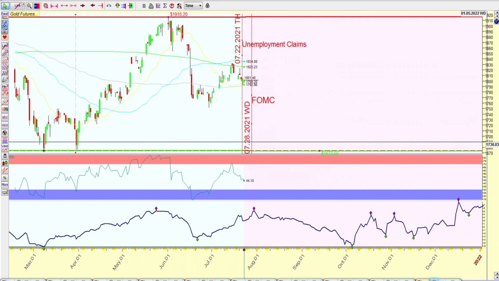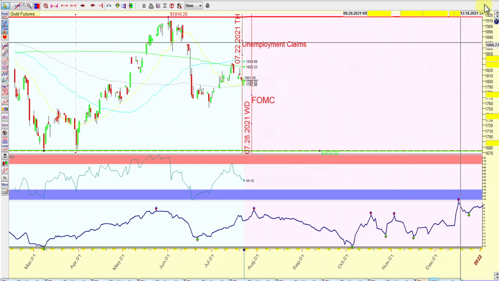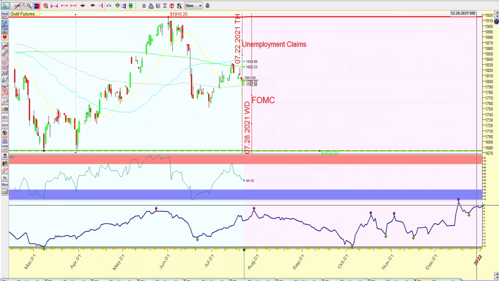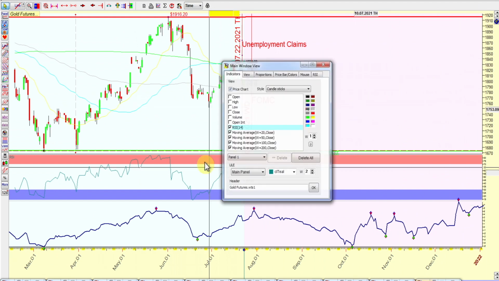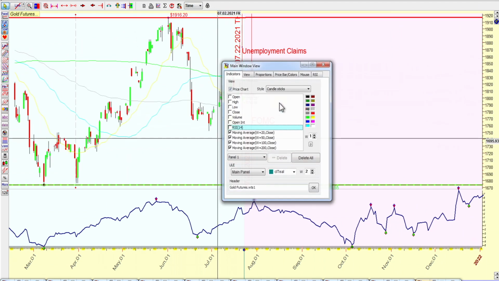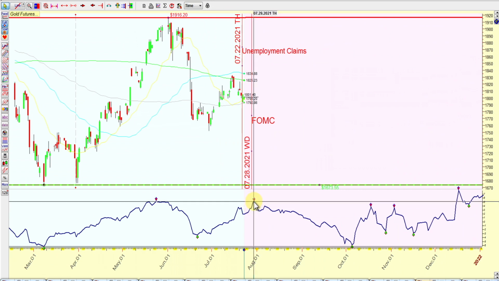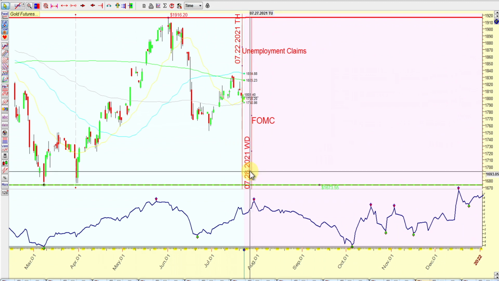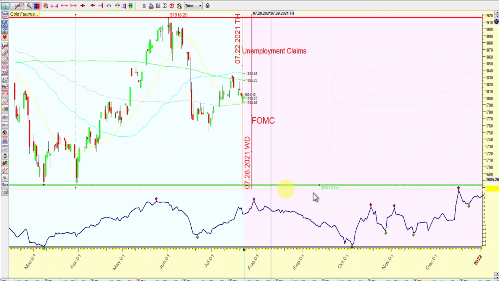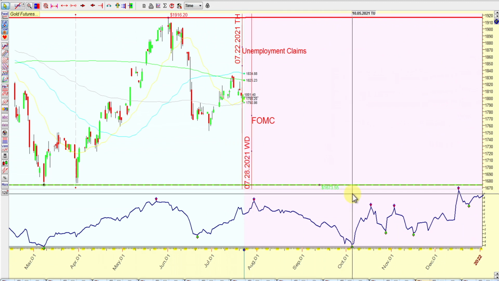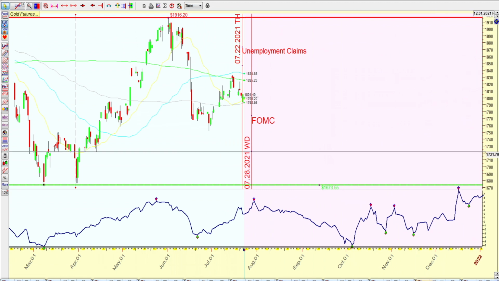Neural net, which is the computer. Actually, let me see if I can take this RSI out. I just wanted to show you what the RSI was at. Neural net, which is a computer, is showing a possible turning point on the 29th. So it's all clustering around here, around FOMC. Then another possible turning point around October.